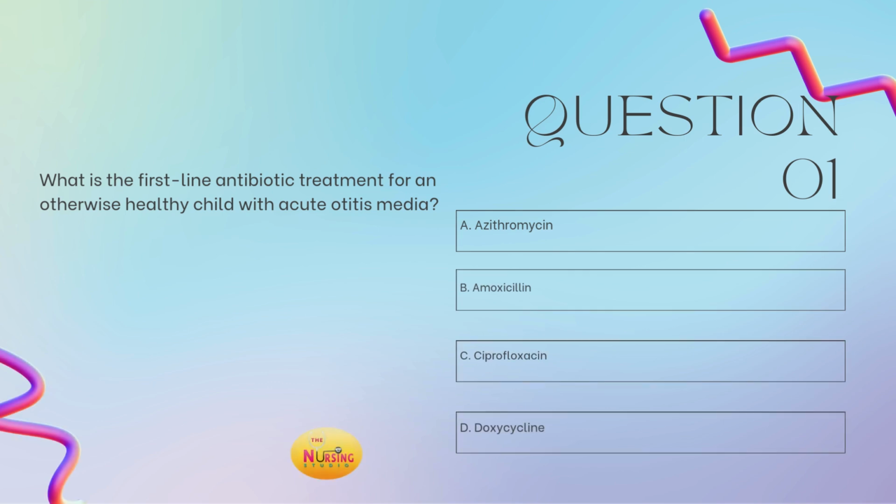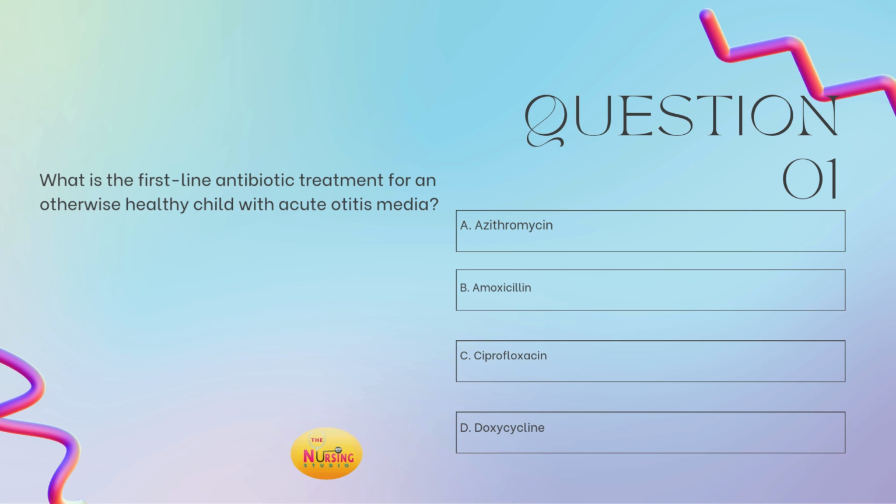Question number 1 states, what is the first-line antibiotic treatment for an otherwise healthy child with acute otitis media? Is it A, azithromycin? Is it B, amoxicillin? Is it C, ciprofloxacin? Or is it D, doxycycline?